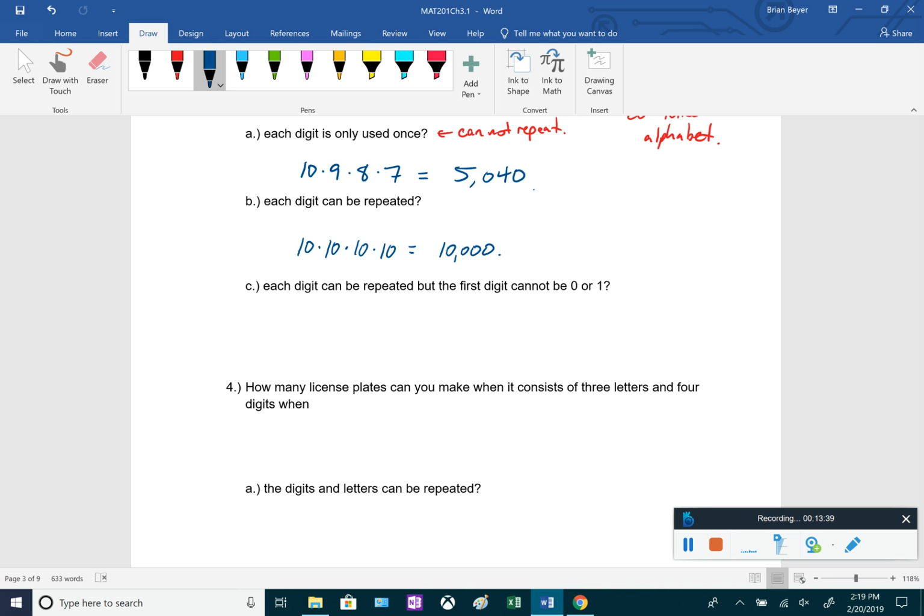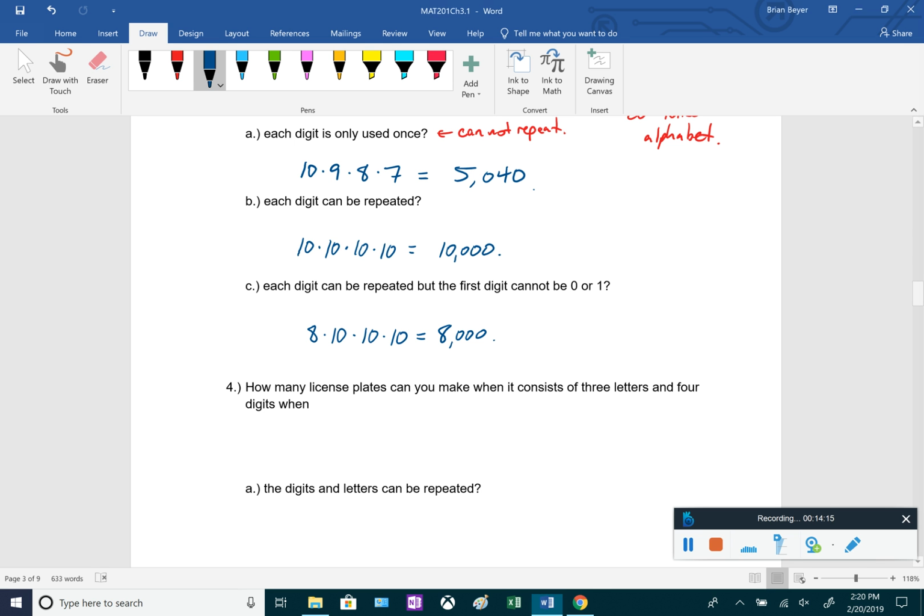Okay, and then for the next one, each digit can be repeated, but the first digit cannot be a 0 or a 1. If the first digit cannot be a 0 or a 1, that's eliminating 2 possible options. That means there's only 8 options for the first one. And now after this, we can repeat the digits. So that means times 10, we can repeat it. Times 10 for the third, and times 10 for the fourth. Multiply all those together, we get 8,000 possibilities.